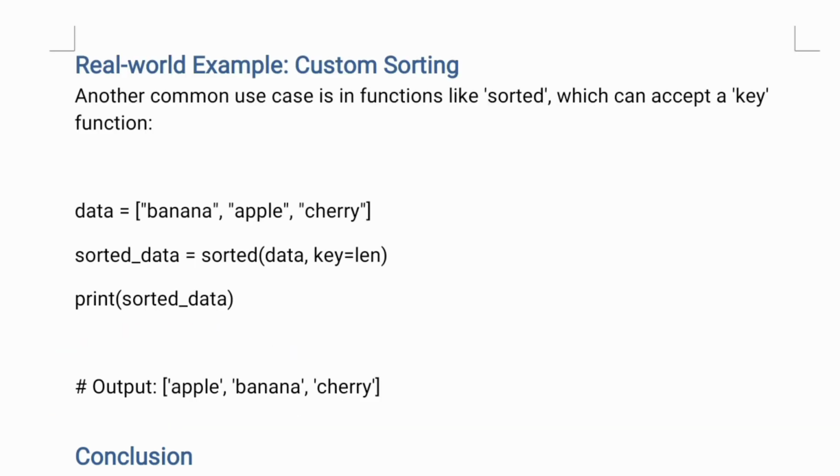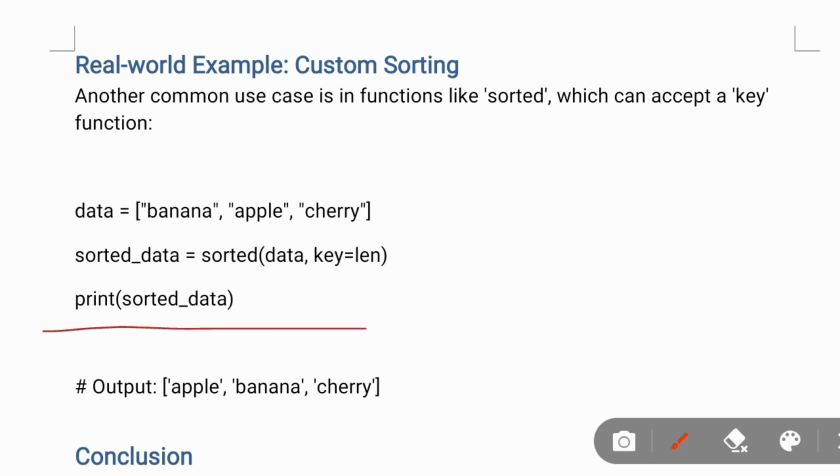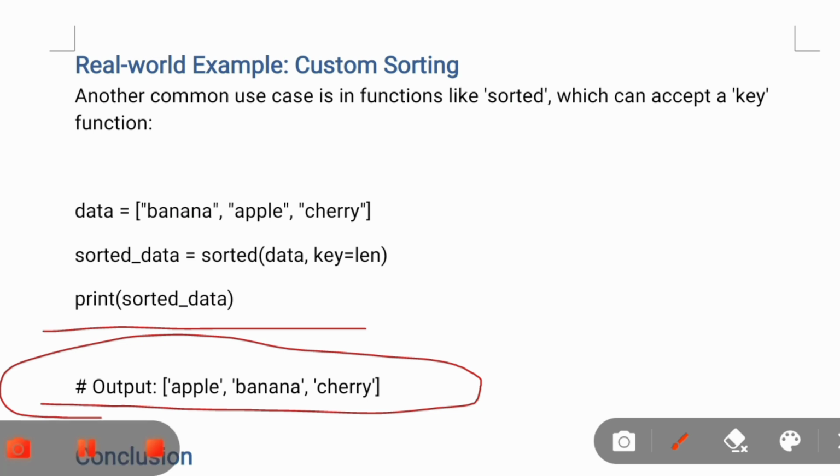Now move further with a real world example, which is custom sorting. Another common use case is in functions like sorted, which can accept a key function. Here the data contains an array of banana, apple, cherry. So here is the sorted data, along with its key. That key will be the length, and here we are going to print the sorted data whose output will be apple, banana, cherry in an array format.